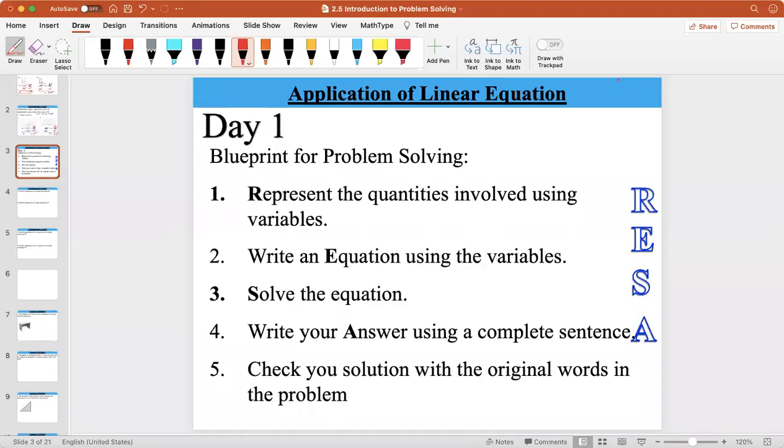The blueprint for problem solving. 5 steps, but 5 is, well, optional. The first one is we represent the quantities involved using variables. So that's your R.